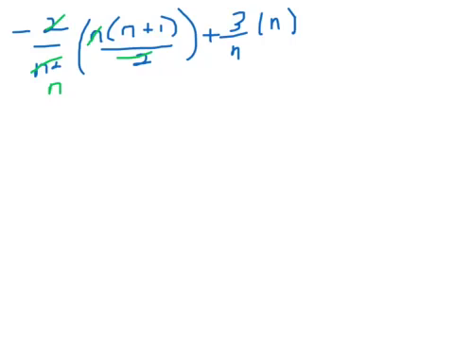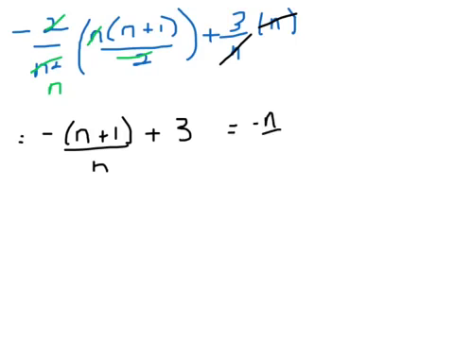What I end up with, I'll write in a different color so you can see the next step, is negative n plus 1 over n. And then these n's would cancel out and I'd have 3. So let me break those terms up. That's negative n over n minus 1 over n. Don't forget to distribute the negative sign, plus 3. This is my S of n.